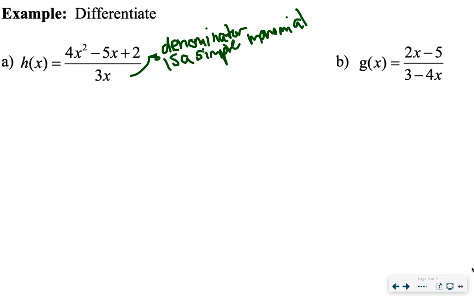I can simplify each term in my numerator. So if I simplify that, I've got 4x squared divided by 3x. Well, that just leaves me with 4 over 3x minus 5 over 3 plus 2 over 3x to the negative 1. That now allows me to just use my product rule to find the derivative.